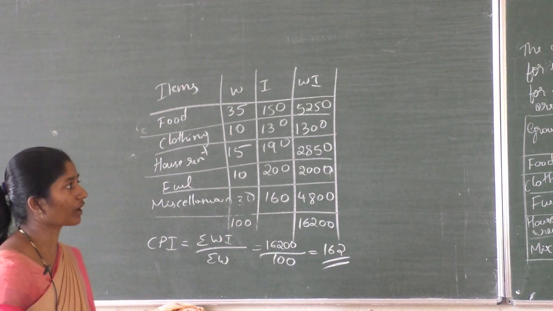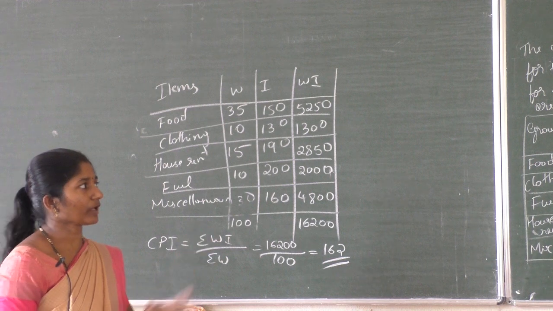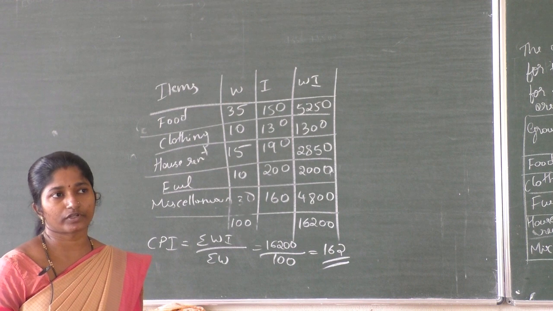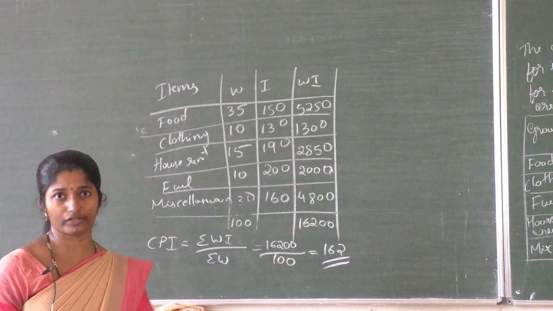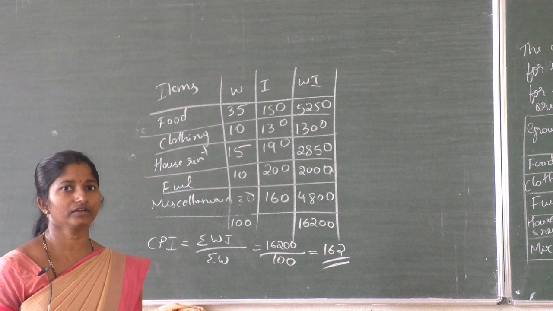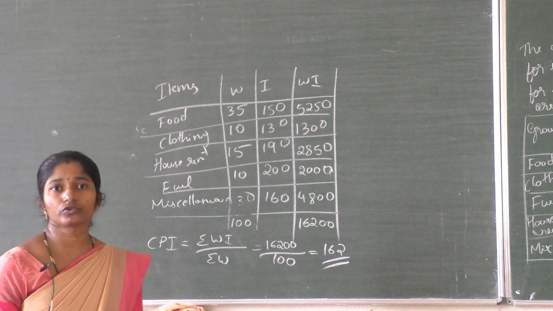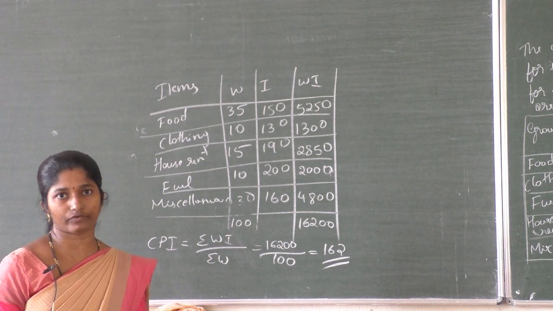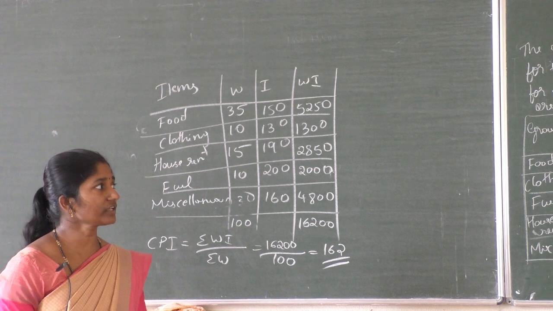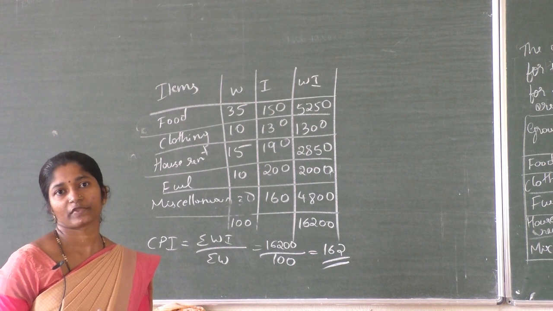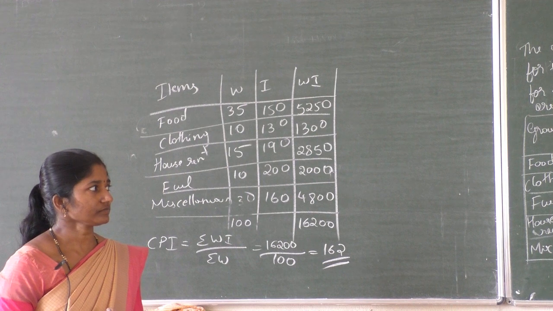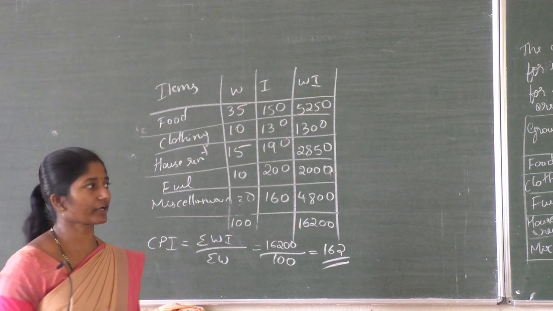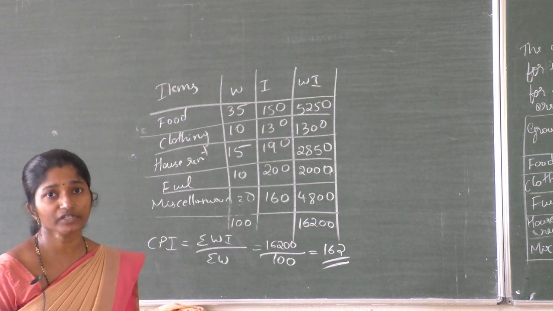The main thing in this problem is that you have to identify whether it is aggregative or the family budget method, if the weights are not given. If they are given, it is very easy for the calculation. Another thing you should note is whether it is a CPI or a general index number. Otherwise these are very simple and easy to calculate. CPI is very important. Here we have completed our index number chapter.